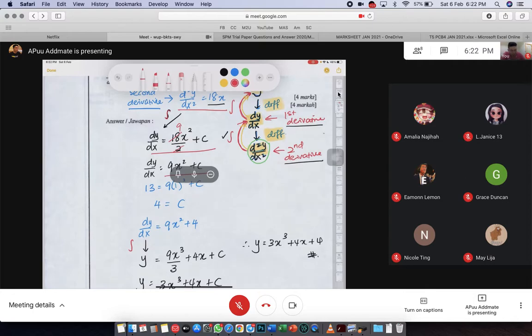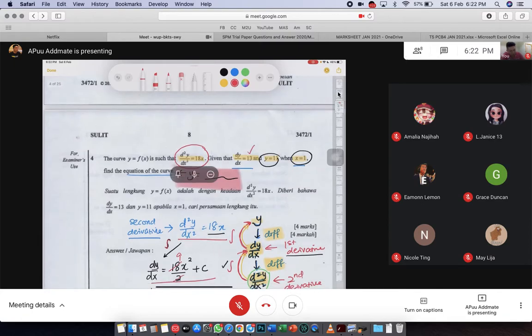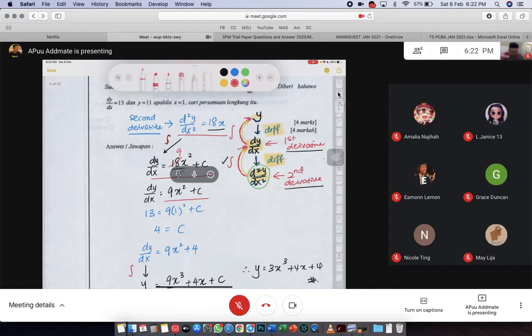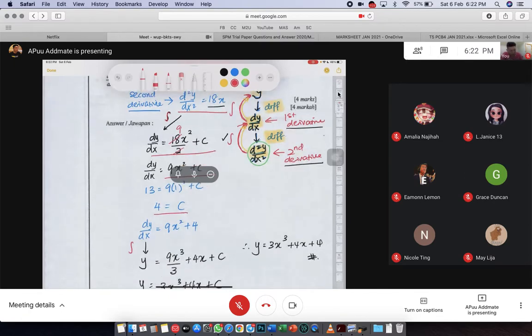Then after that, you have to actually just substitute the value of dy dx yang diberi. So, dy dx is 13 and then your x is 1. So, bila you substitute kat sini, then you akan dapat c is equals to 4. Alright. So, dapat c equals to 4. Then tulis balik. dy dx is equals to 9x square plus 4.